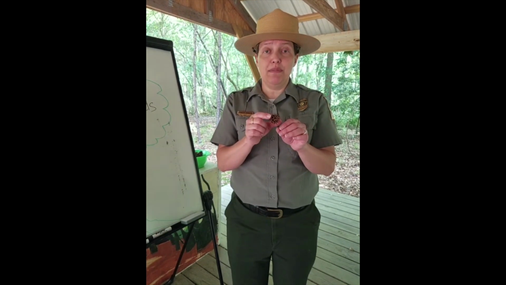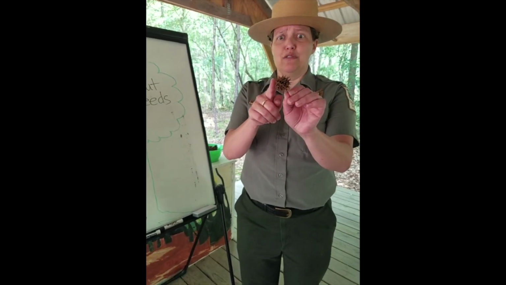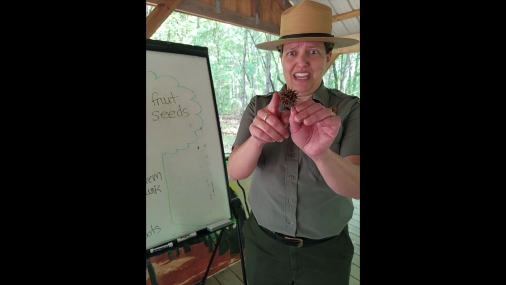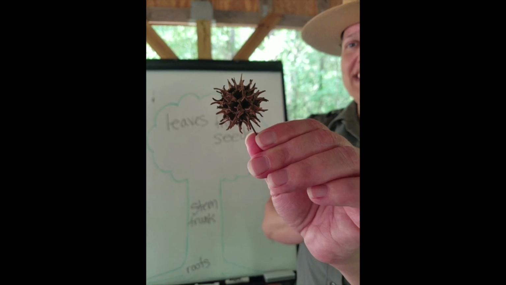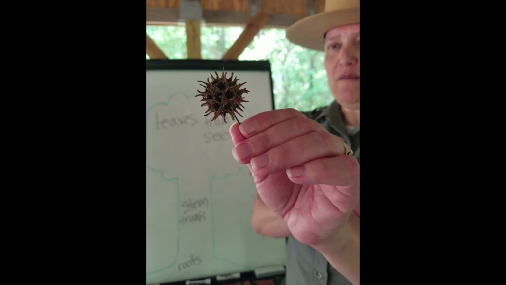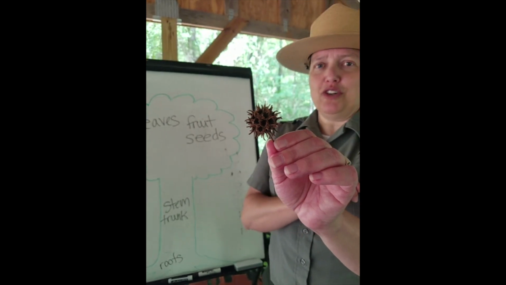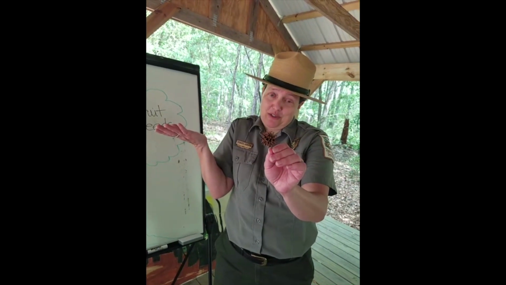Seeds. Yeah. Now, we said that the fruit's job is to protect the seed. Do you think this fruit does a good job of protecting its seeds? Absolutely. Look at the spikes on that thing. It definitely protects its seeds. Yeah, now the reason this is called a gumball is not because it tastes like a gumball. It actually comes from a tree called the sweet gum tree. So that's where it gets its name, from the sweet gum tree.